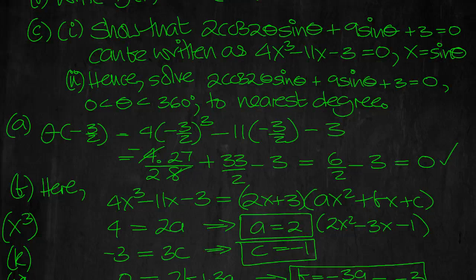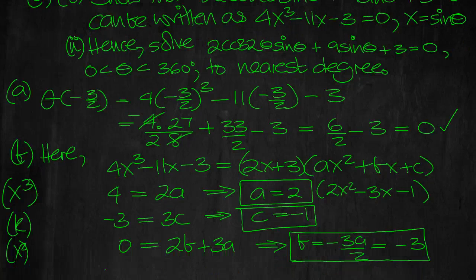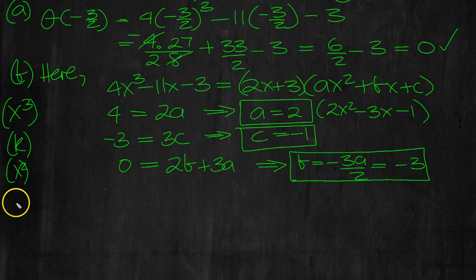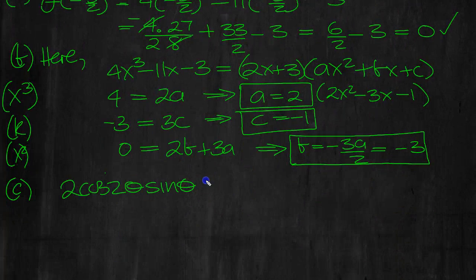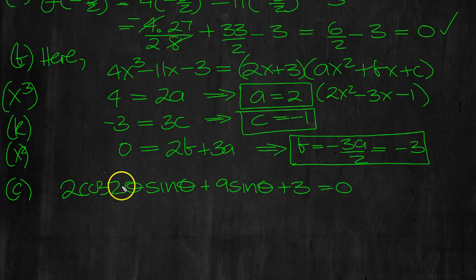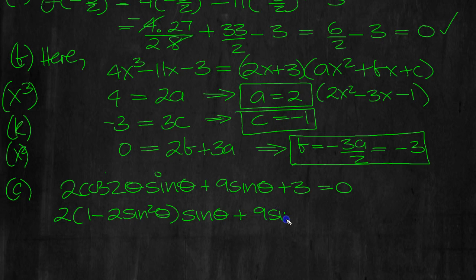So for part C, show that this equation can be written as this, with x equals sine theta. 2 cos 2 theta sine theta plus 9 sine theta plus 3 equals 0. Now it's an equation in sine, isn't it? So we need to replace the cos 2 theta by 1 minus 2 sine squared theta. That's the double angle formula.